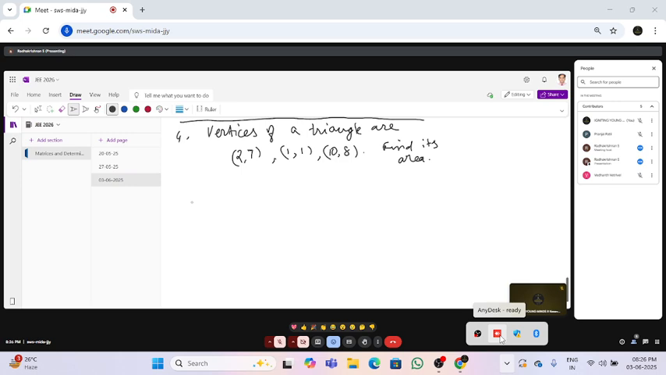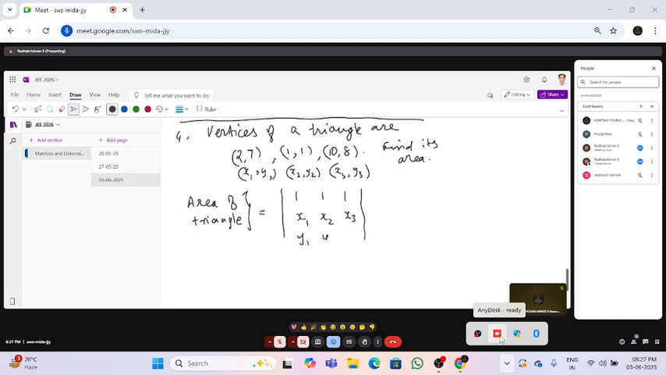Could you locate the formula? Can somebody tell me what is the formula? Suppose these vertices are x1 comma y1, x2 comma y2, and x3 comma y3. Then the area of the triangle is given by the determinant whose first row you write as 1, 1, 1. Second row you can write as x1, x2, x3. If you simply evaluate this determinant, that will give you the area of the triangle.